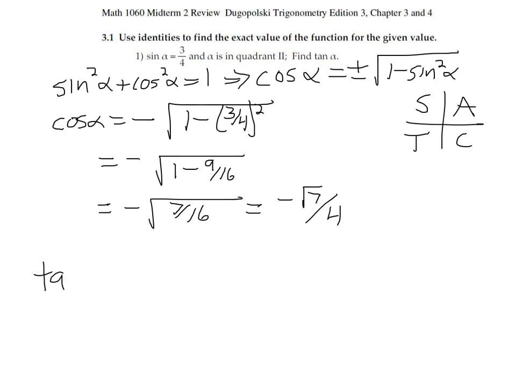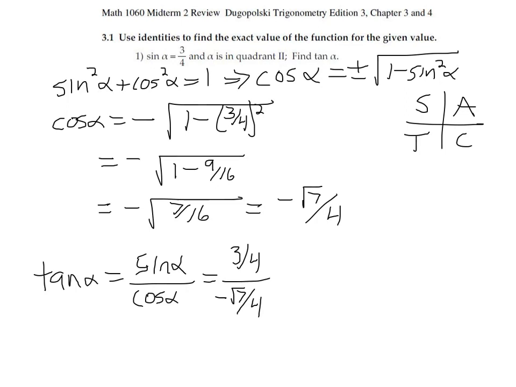We can now use another fundamental identity. Tangent alpha is sine alpha over cosine alpha. Sine alpha was given as 3/4. We know this is positive in quadrant 2. Cosine of alpha is negative square root 7 over 4. We know that was negative in quadrant 2. And we reduce this, and we could put the negative out in front. We have 3/4. We invert and multiply and get 4 over square root 7. These 4's cancel, giving us negative 3 over square root 7.